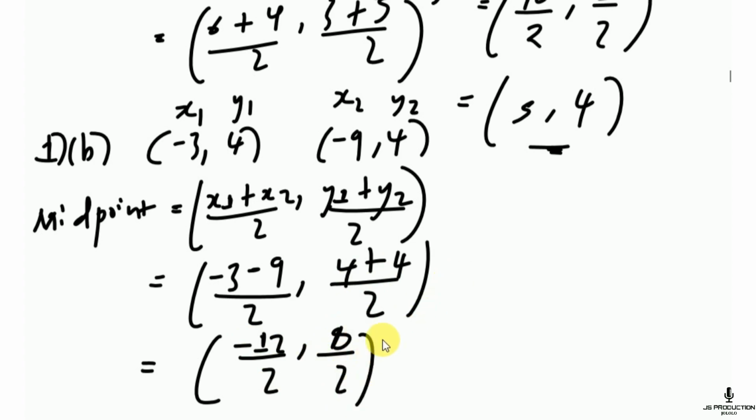And from this I can continue here. So my midpoint will be equal to negative 12 divided by 2, that's negative 6, comma 8 divided by 2, that's 4. So my midpoint there is going to be negative 6, comma 4.